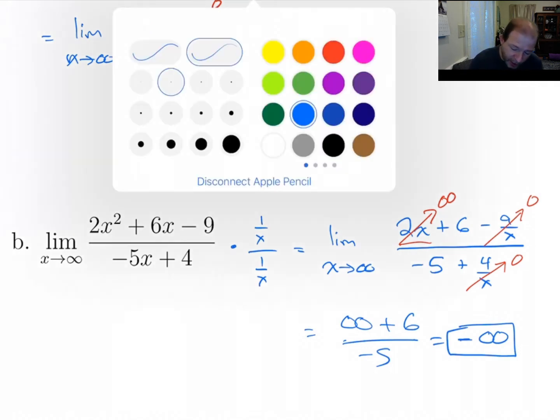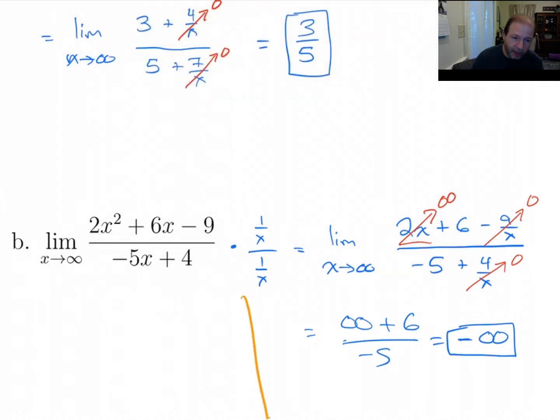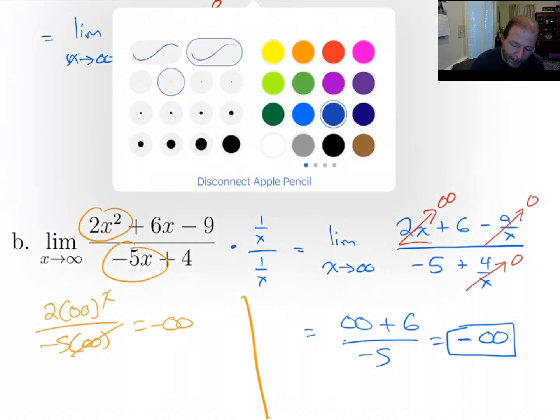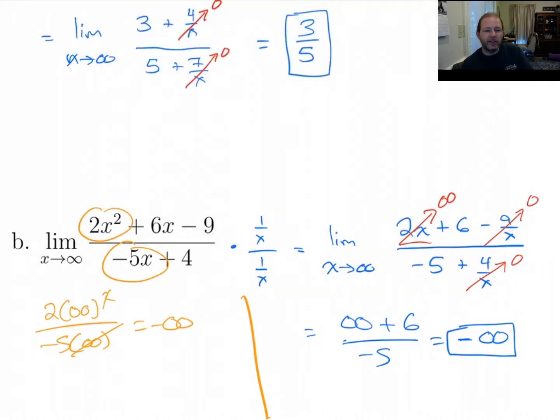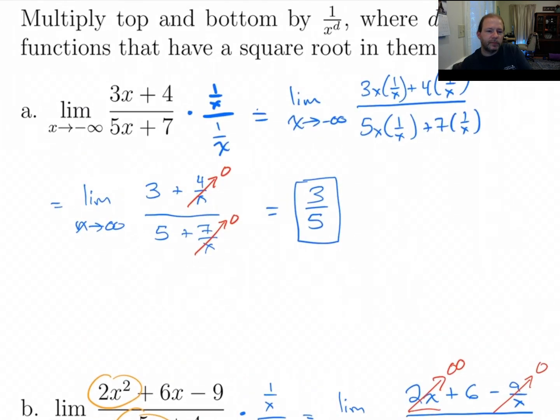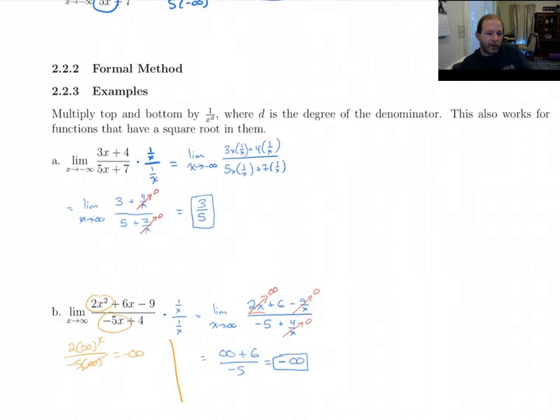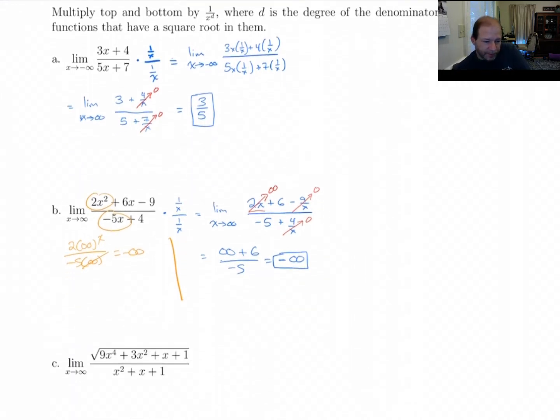And if we wanted to check this by doing it the way we've been doing it, if you just look at these, you get 2 times infinity squared over negative 5 times infinity. Sure enough, you get negative infinity. Now, the reason I wanted to talk about the formal method is it works in other places where we have functions that aren't exactly rational functions. Notice up here it says this also works for functions that have a square root in it. So let's do one of those with the square root.